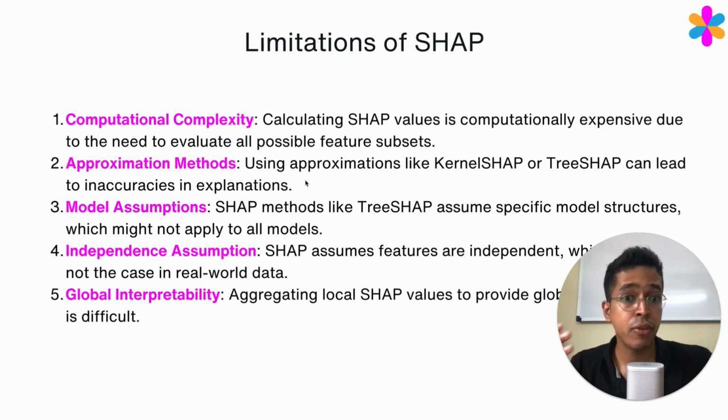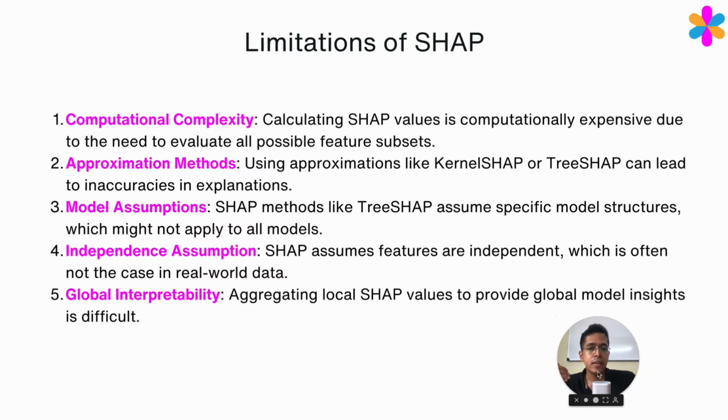You are only calculating for much lesser number of subsets by using approximations like kernel SHAP and tree SHAP. But then these simplified versions can lead to inaccuracies in explanations, because it makes a lot of assumptions. That's essentially what the third point is also trying to say. The fourth point is the independence assumption.